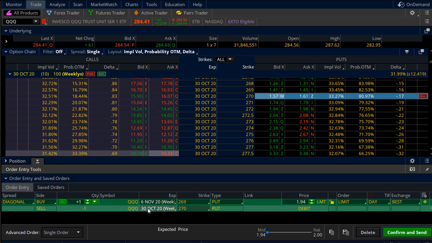So this is the October 30 expiration. It's the 270, but we want to buy the 280. So we need to change this strike up here. It defaults to 269. Don't worry about that. Just hit this little arrow in the lower right and then scroll till you can get the one you want, which in this case is the 280. And in this case, the expiration dates are actually correct. So we're selling the 30.